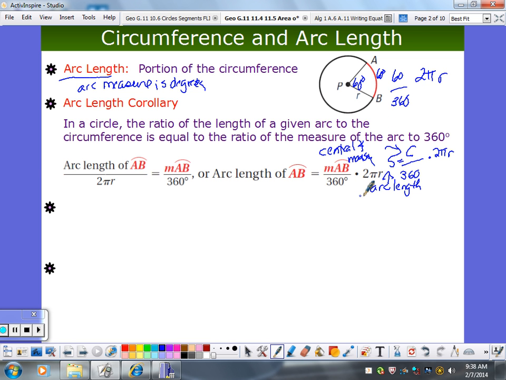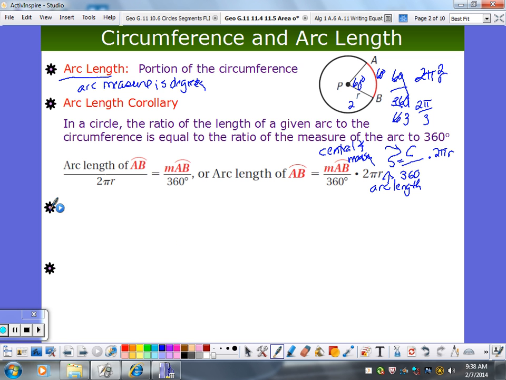So in this case, if r was 2, making it up, you can reduce here. That would be a 2. I can reduce that and get a 3. Multiply across, I'm getting 2 pi over 3 units. That would be the exact arc length. If you want an estimate, 2 times pi in your calculator, then divide by 3.